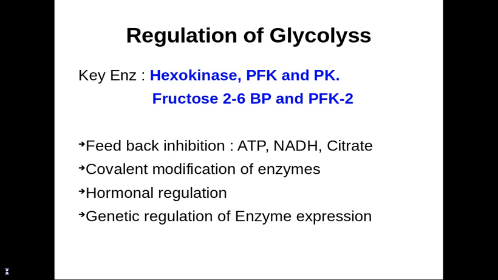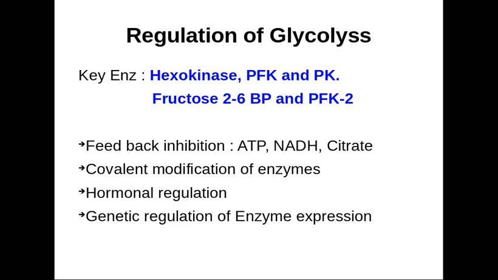The regulation of glycolysis. Regulation occurs by the key enzymes hexokinase, phosphofructokinase, and pyruvate kinase. Fructose 2,6-bisphosphate and phosphofructokinase 2 are two enzymes which also have a profound impact on the regulation of glycolysis. This will further elaborate when we discuss gluconeogenesis.